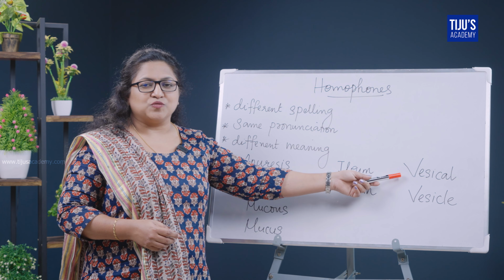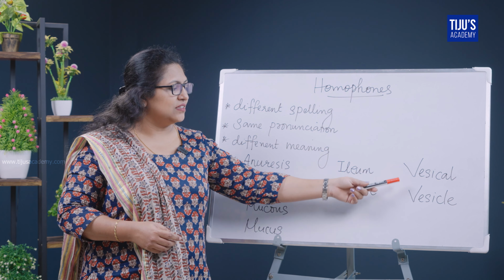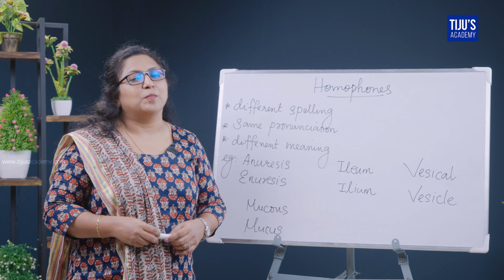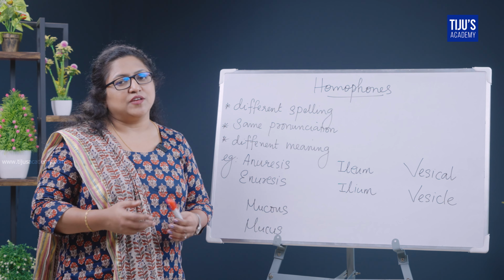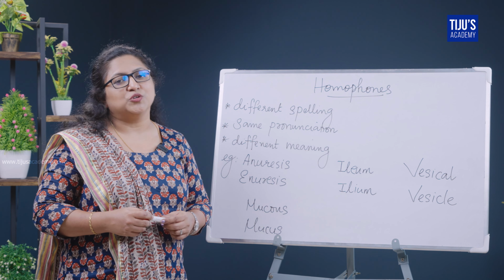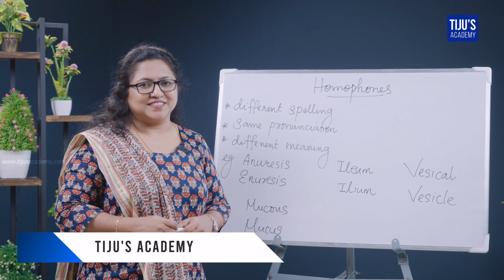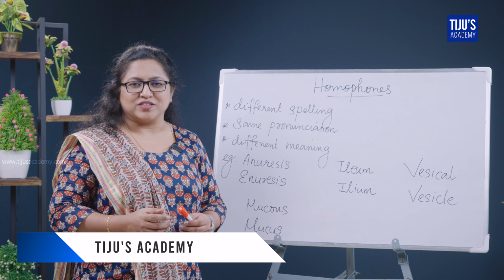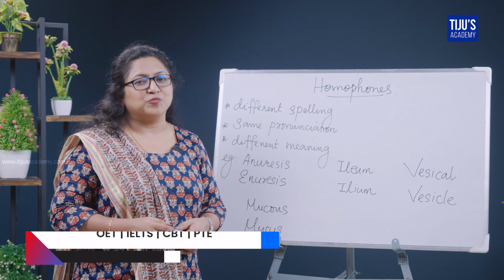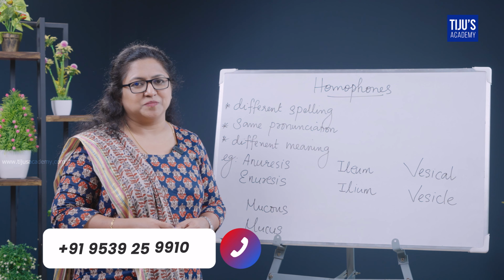Let's look at the next word, vesical and vesicle. This vesical pertains to the bladder. So if we say, for example, the patient had vesical pain during urination, and this vesicle is a small blister or sac. So we could say the patient had a vesicle which was filled with clear fluid.